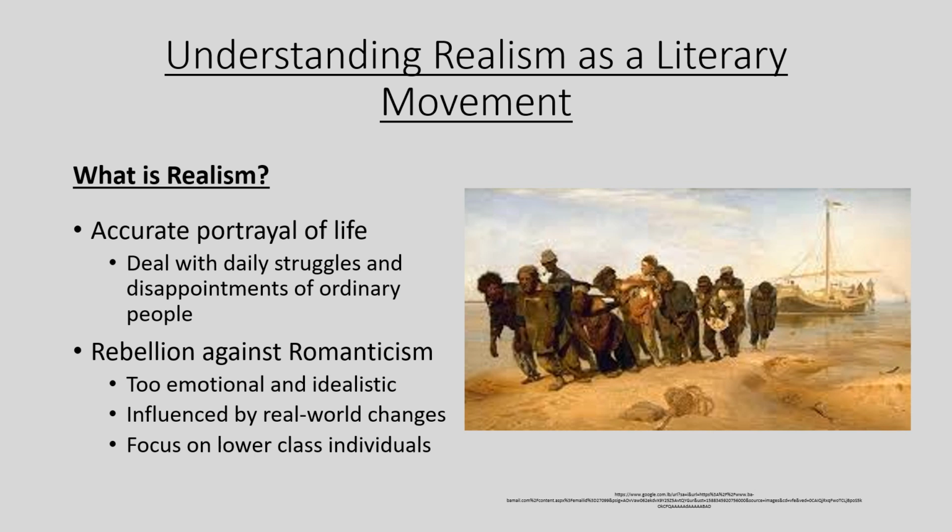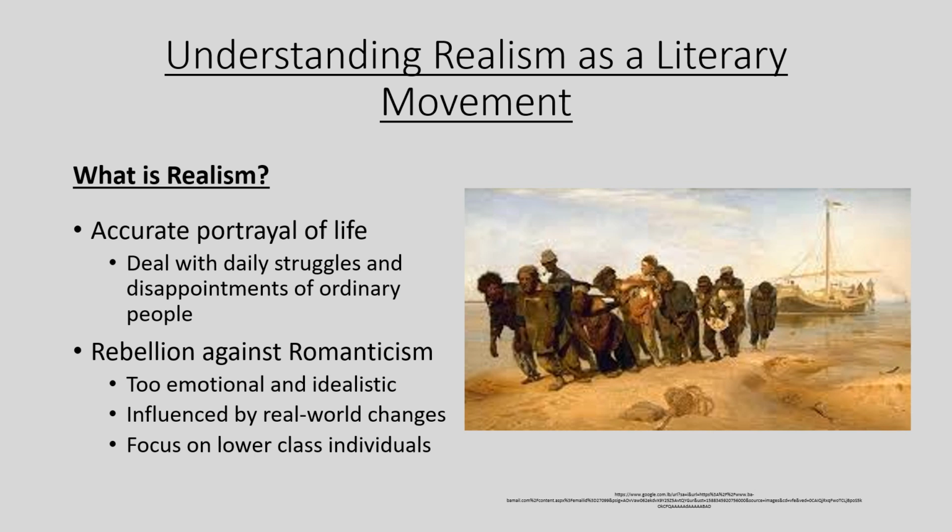Now that we've talked about the history, we're going to move into understanding realism as a literary movement, because that's what we're here to discuss, right? So what is realism then? Understanding the history that realism is reacting to, primarily the Industrial Revolution, we're going to see that realism is an accurate portrayal of life. So they're going to deal with these daily struggles and disappointments of ordinary people. So we're no longer talking about these lofty romantic heroes. We're going to talk about ordinary people and the daily problems that they go through.